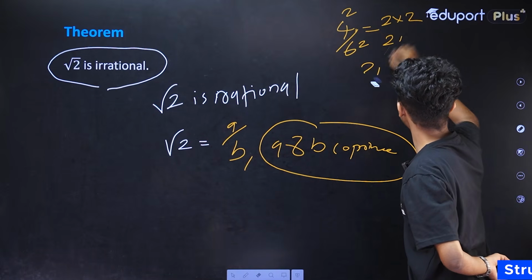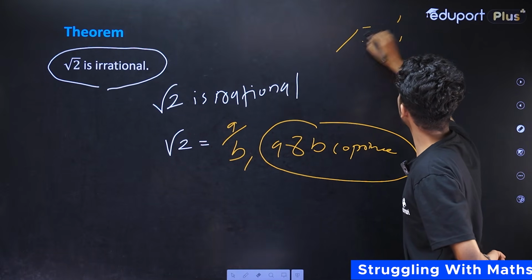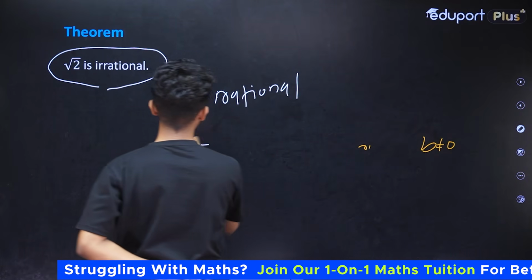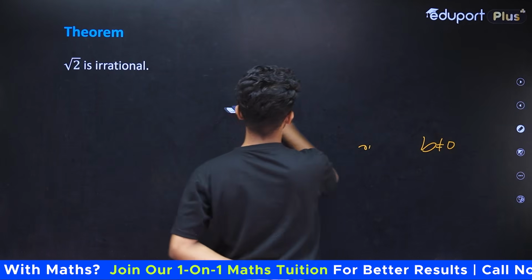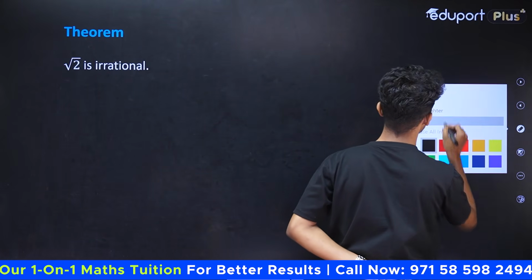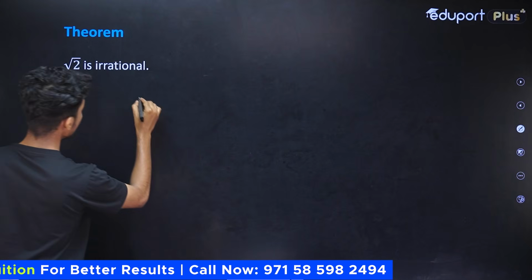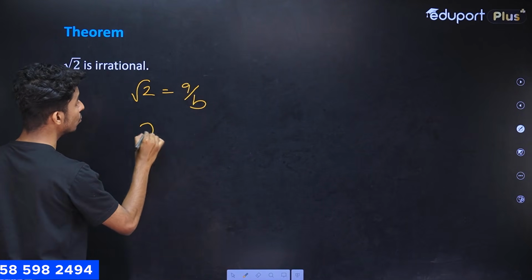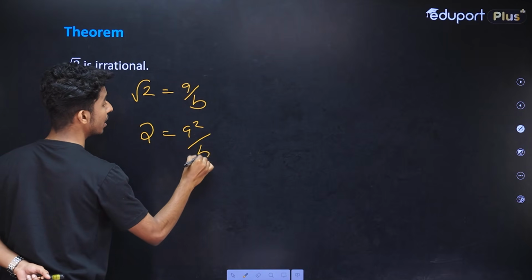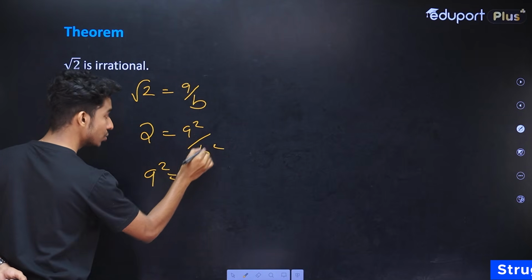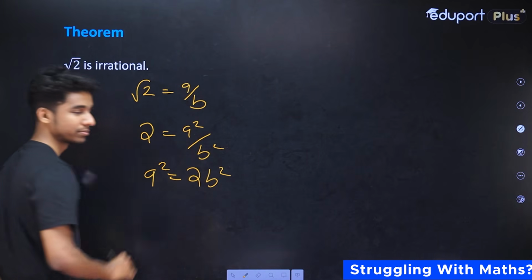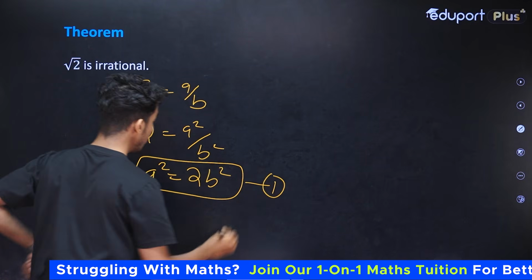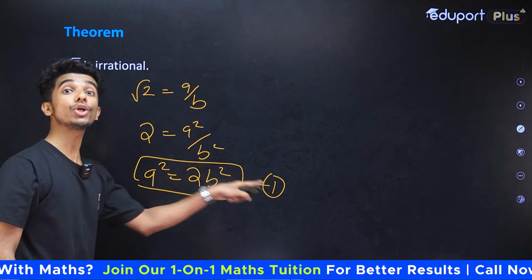For that, I'm going to take, let me rub this, give me a small moment. I'm going to take that we have root 2 equal to A by B. Squaring, we get 2 equal to A square by B square. A square can then be written as 2 into B square. This is the first equation.